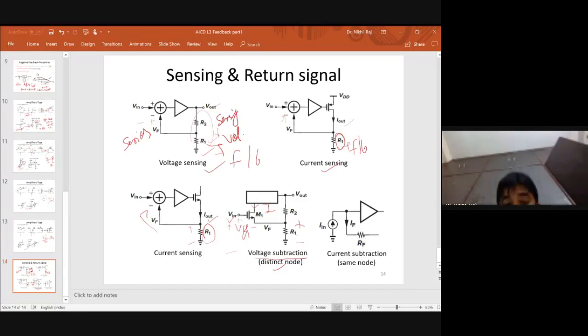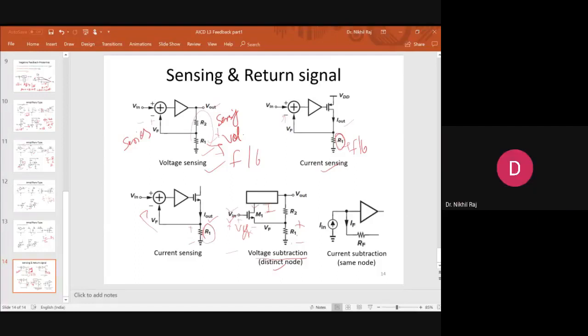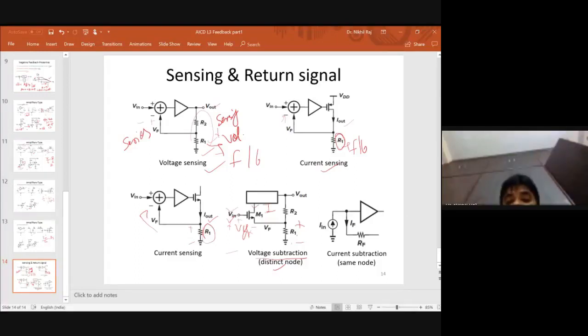So instead of taking VGS alone, we take Vin minus the R1 voltage, and that will produce your drain current. So a voltage subtraction factor will create a drain current. If we need to do voltage subtraction, we have to do it like this. And if we want to do current subtraction at the input, then the configuration will be somewhat like this.